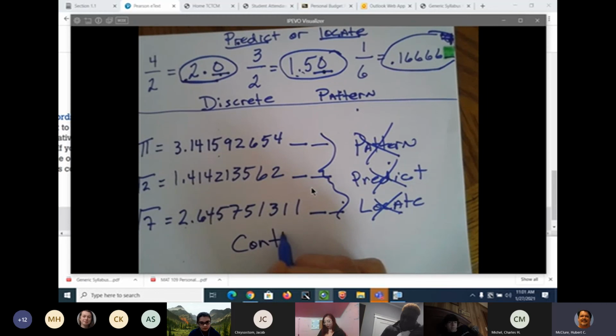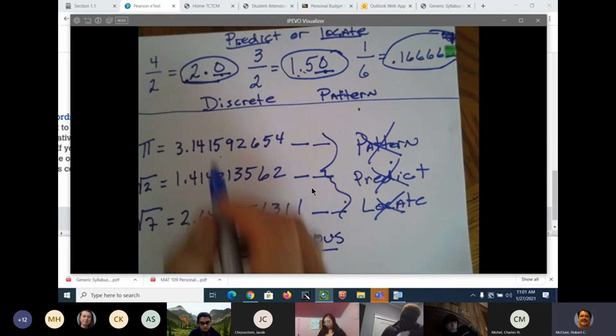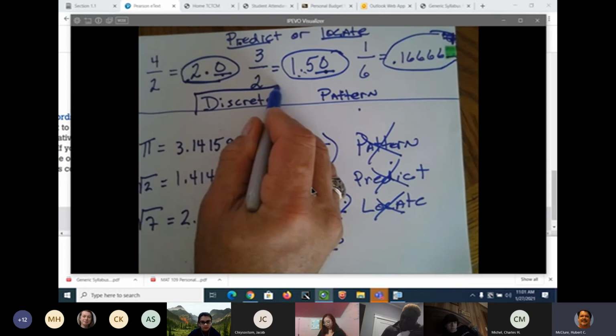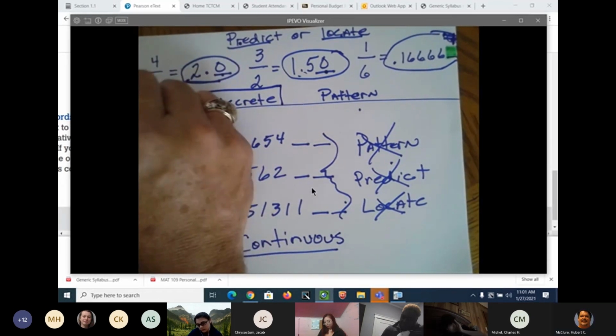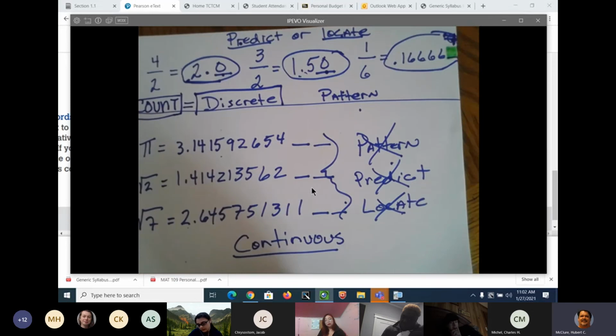Now, do you want to make it even simpler than that? And I don't know if I spelled that right. Discrete, you can count. How many eggs are in a dozen eggs? 12. You can count all day long, and all of you will get 12 when you count a dozen eggs.